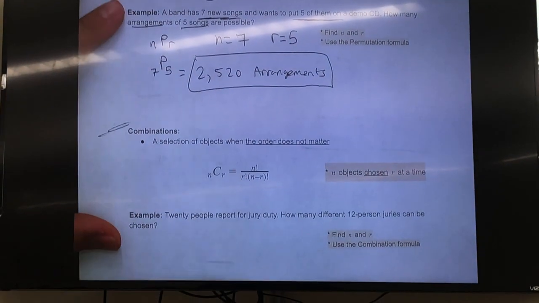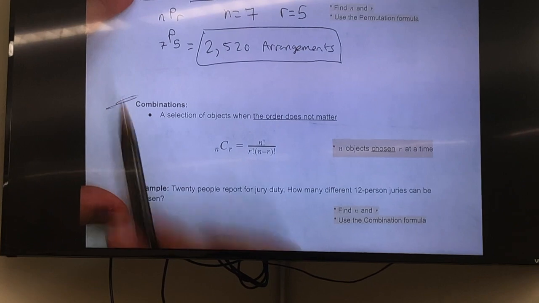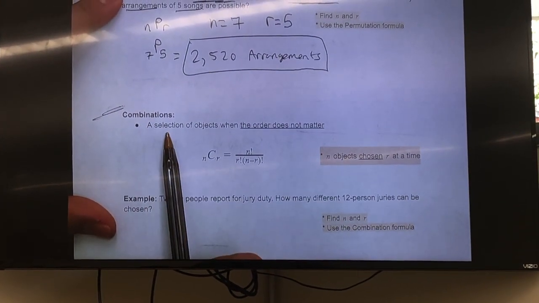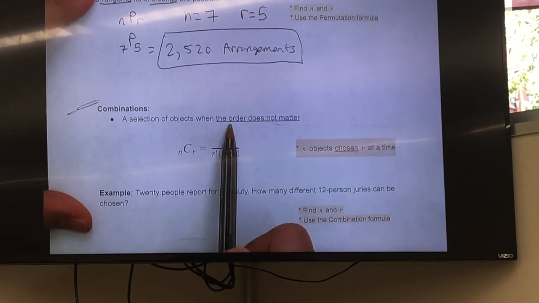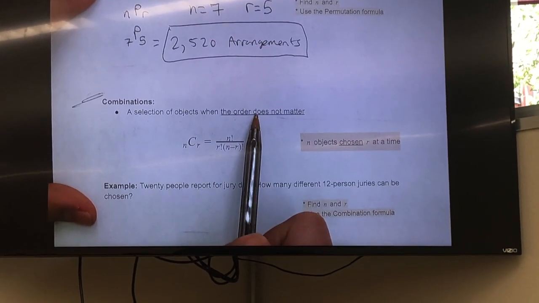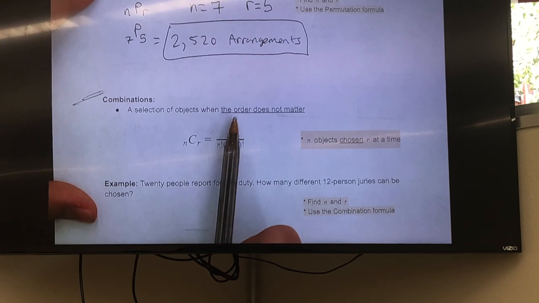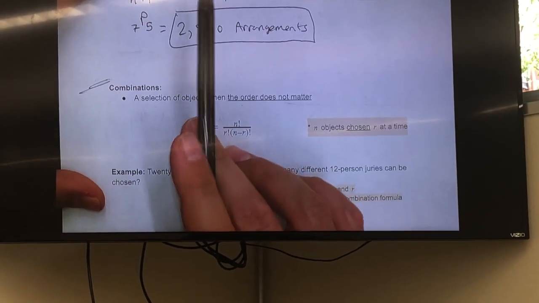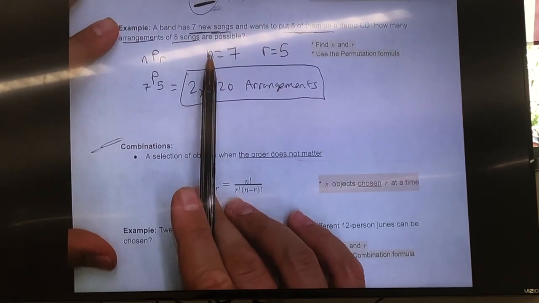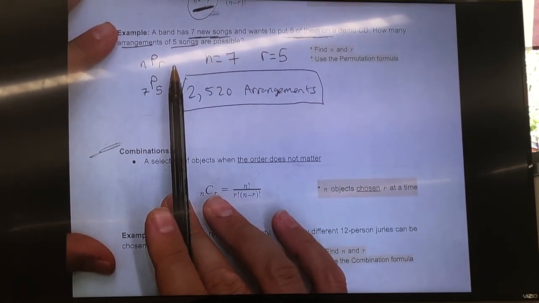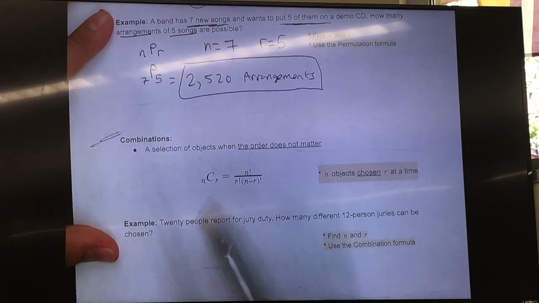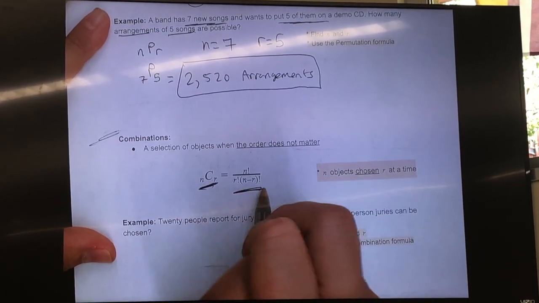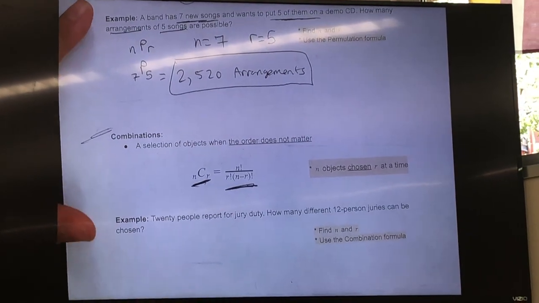Okay, and our third and last type is going to be a combination. The difference here is this is a selection of objects when the order does not matter. So if you remember with the baseball team, they have to be a specific lineup. With the songs here, they had to be first, second, third, fourth, and fifth, correct? But not all things have to be in order. That's what we're looking at here. So again, this is what you will see on your calculator. If you ever use the formula, this is your formula.